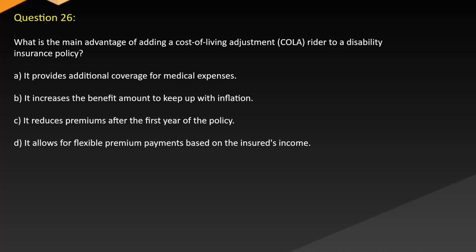Question 26. What is the main advantage of adding a cost of living adjustment (COLA) rider to a disability insurance policy? A. It provides additional coverage for medical expenses. B. It increases the benefit amount to keep up with inflation. C. It reduces premiums after the first year of the policy. D. It allows for flexible premium payments based on the insured's income.